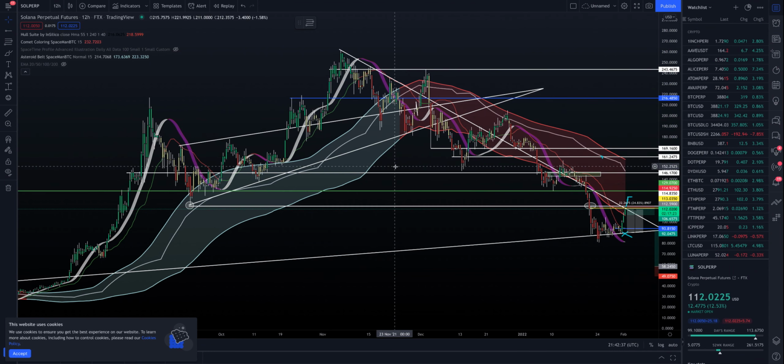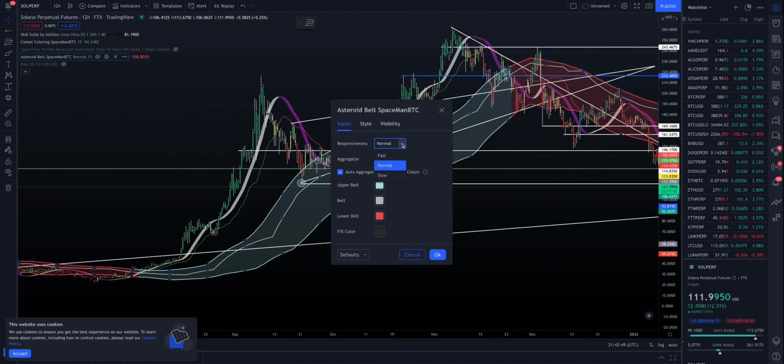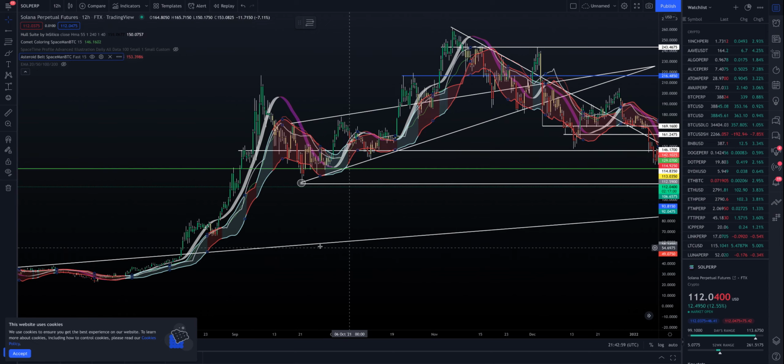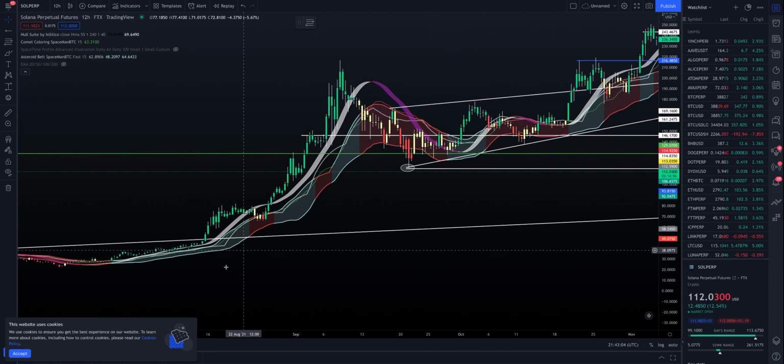So it's another example of how the asteroid belt will help you when you are paying attention on a high time frame. So what do you do here? You can't really get an entry. You can switch it to fast mode. I don't really like fast mode. I rarely ever use it. I spend 90% of my time using slow mode, and every now and then I'll check normal. But I'm always looking at slow, and all my charts always have slow.